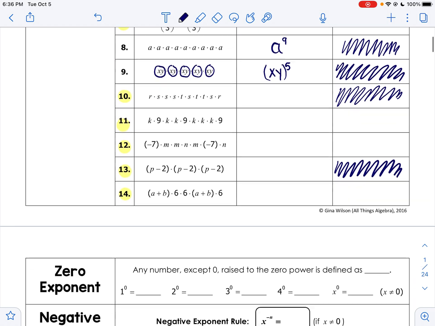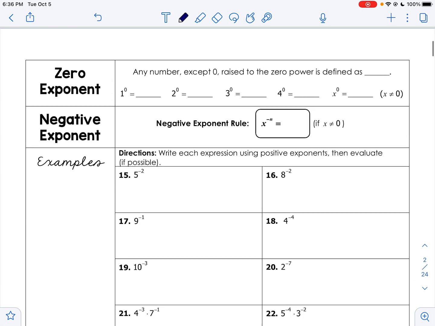Another property of exponents is called a zero exponent. Any number except 0 raised to the 0 power is defined as 1. So basically any number other than 0 raised to the 0 power equals 1.